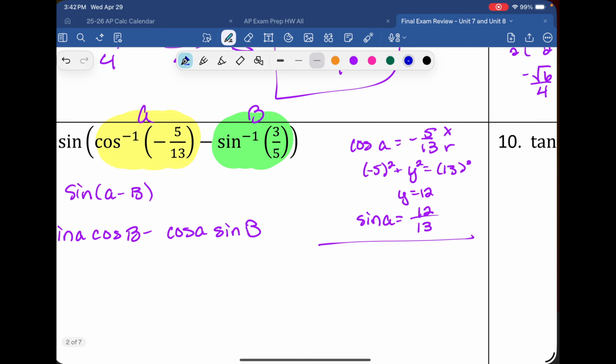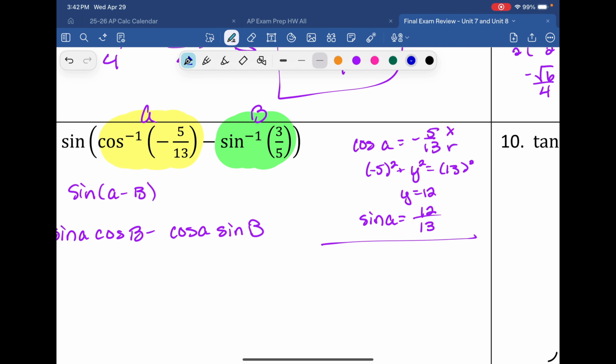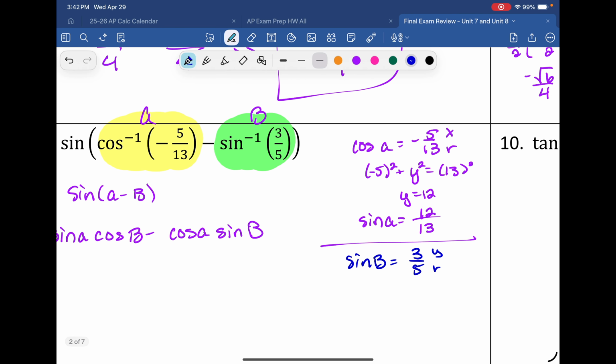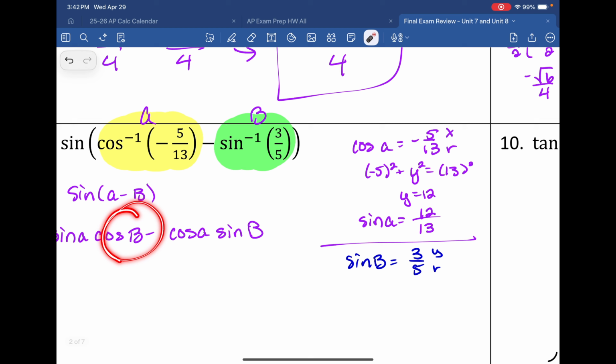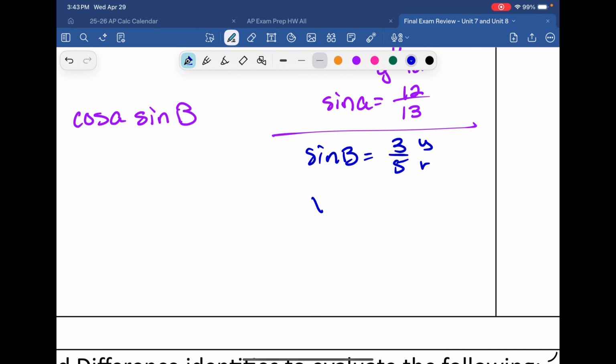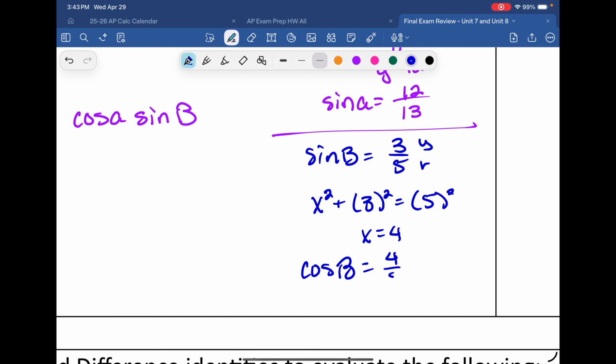All right, now we do the other one, the green. Inverse sine of 3/5 means the sine of some angle equals 3/5, and that's y over radius. We eventually need cosine beta, so I need the x. x squared plus y squared equals radius squared, which means the x is 4. So cosine beta is 4 over 5.